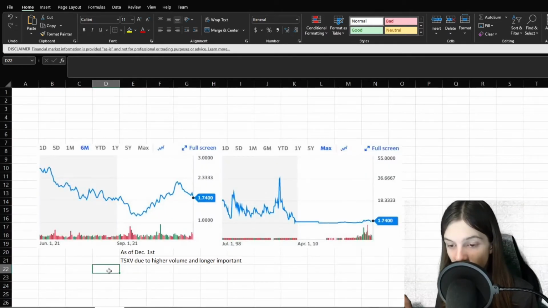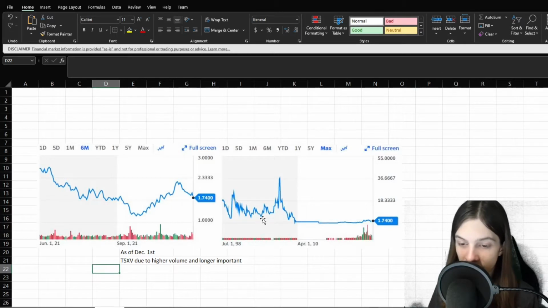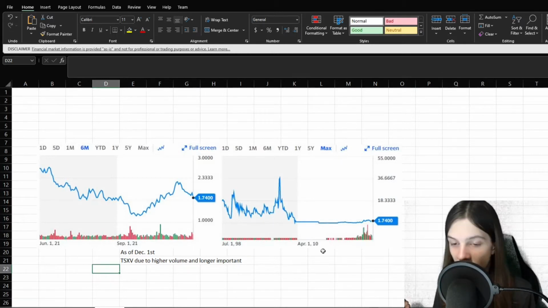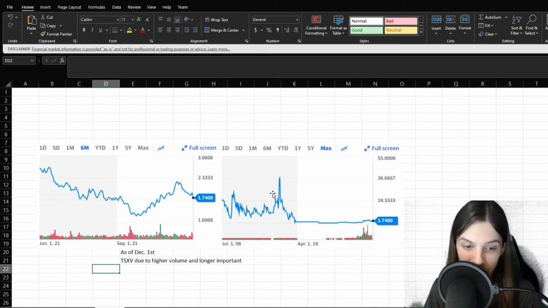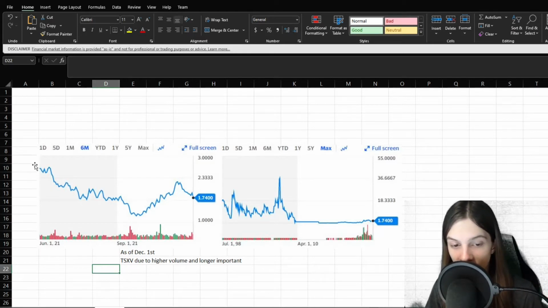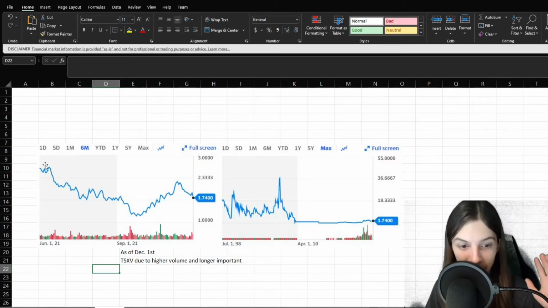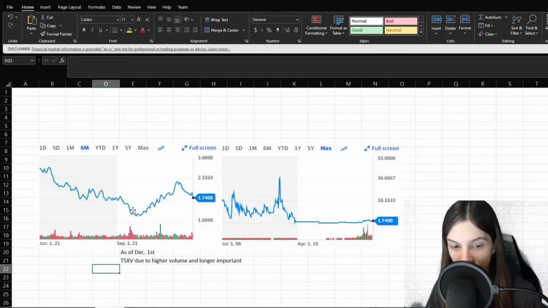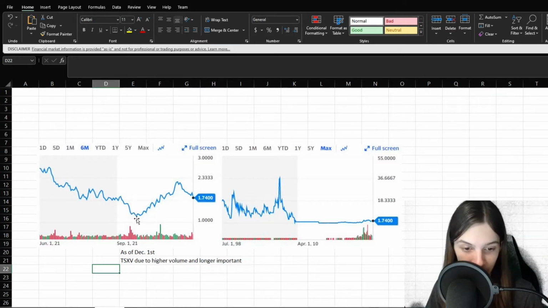So the max stock chart here doesn't tell us a whole lot because we can see here that it's been delisted multiple times, and obviously there's a whole lot of share dilution that went on here, so this chart is basically meaningless. We can look here at the 6 month chart, and we can see that over just the last couple months, it's just been horrible.